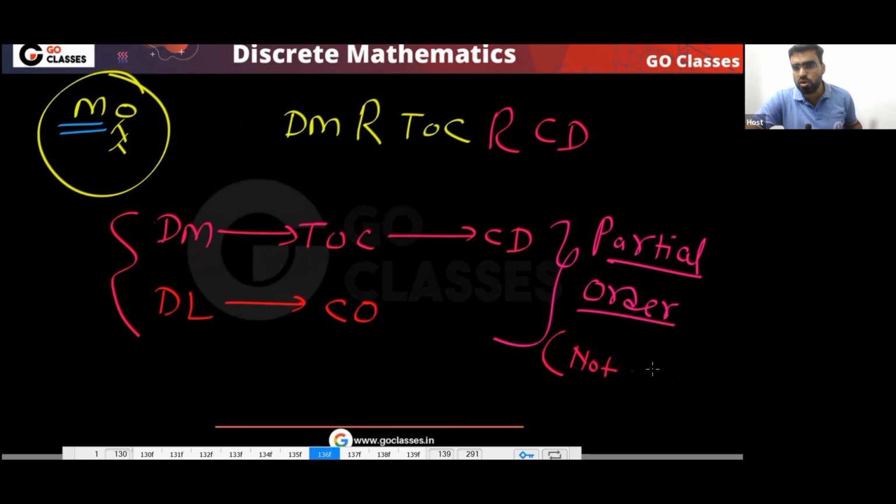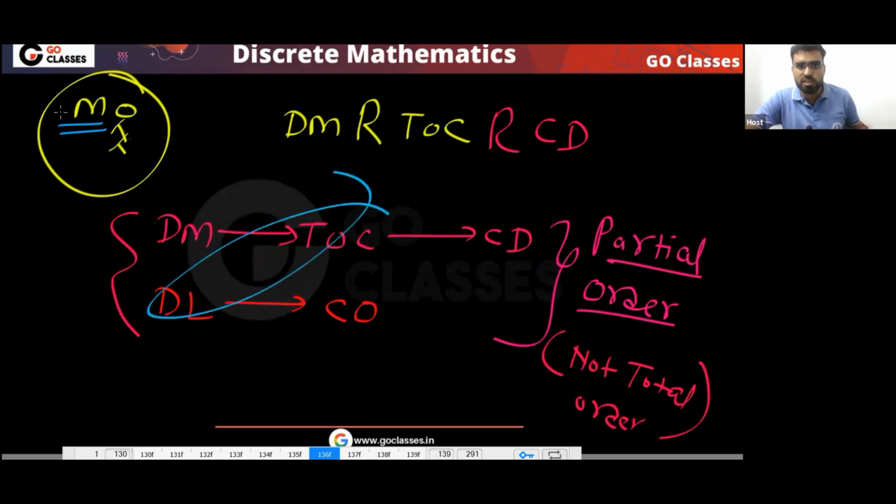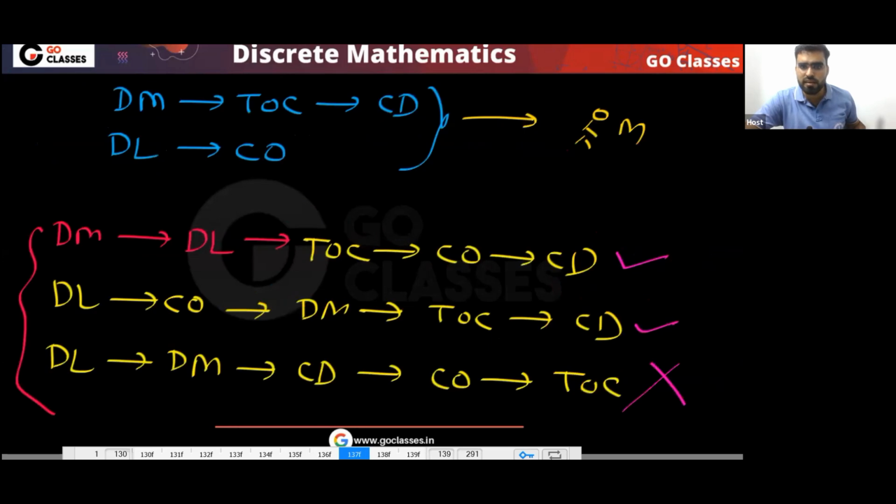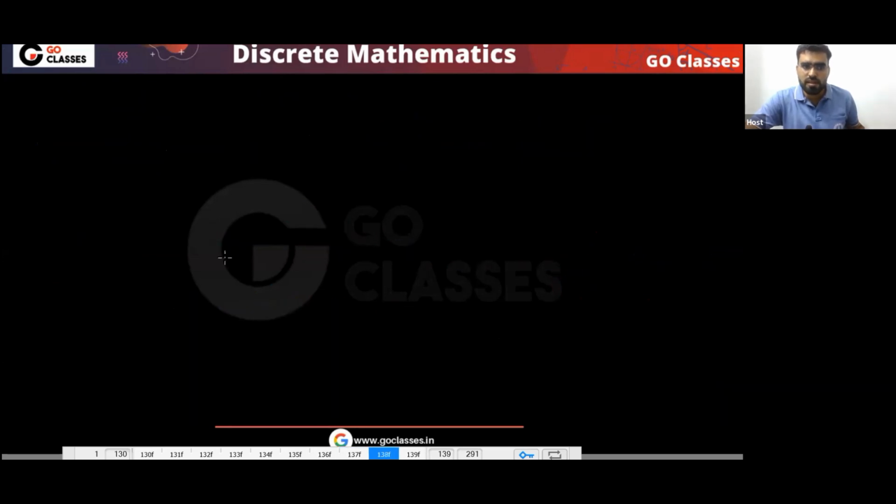This is not a total order. This is a partial order because there is no order between these two. So this is the idea. Is this idea clear? Remember, I am not telling you formally, I am just teaching you intuitively. Can you understand intuitively what is happening here?